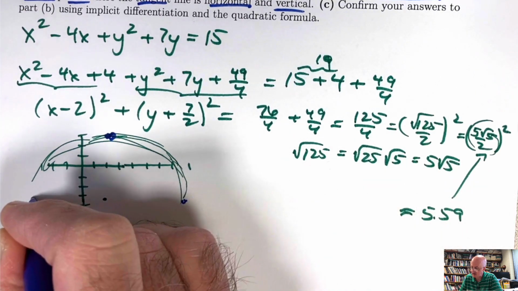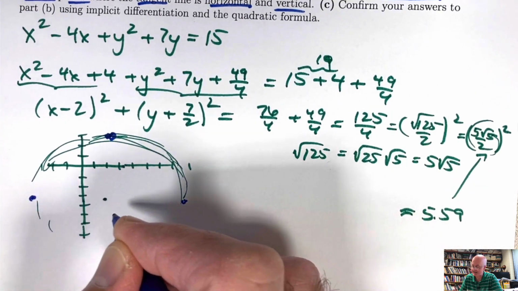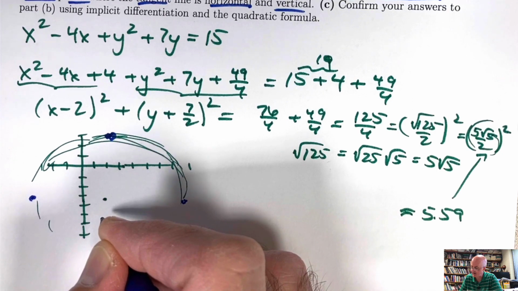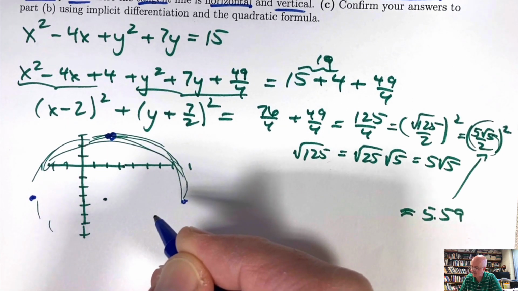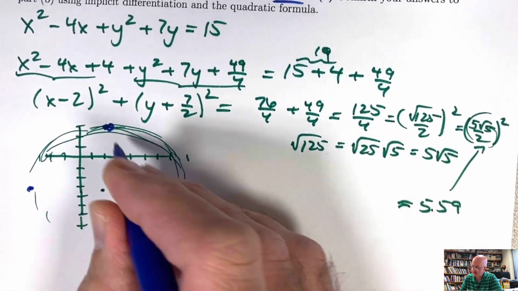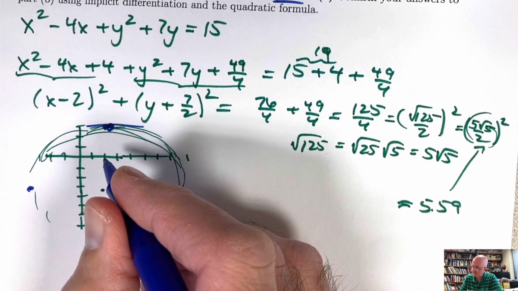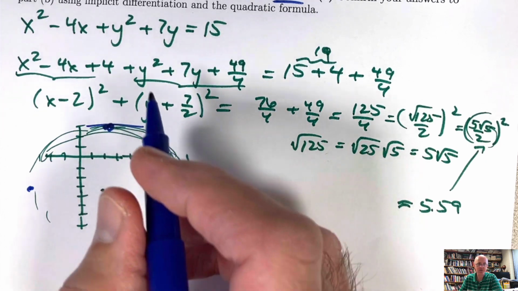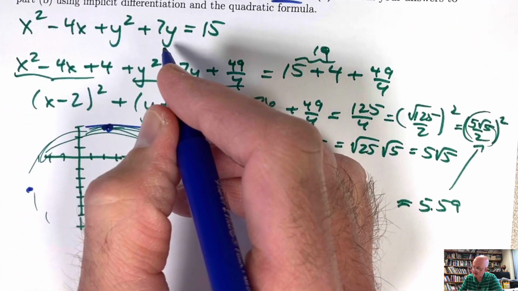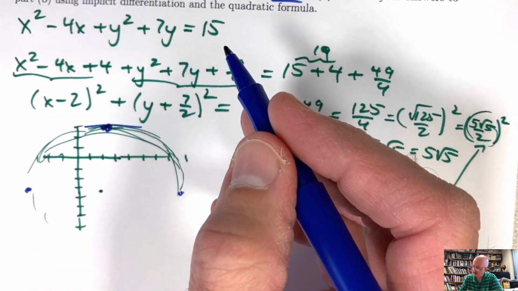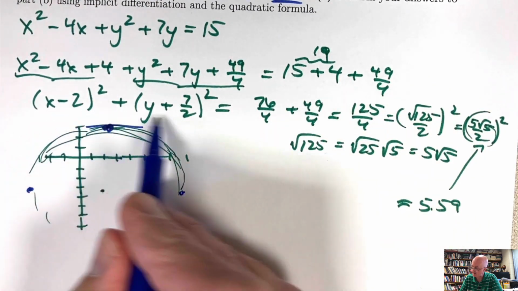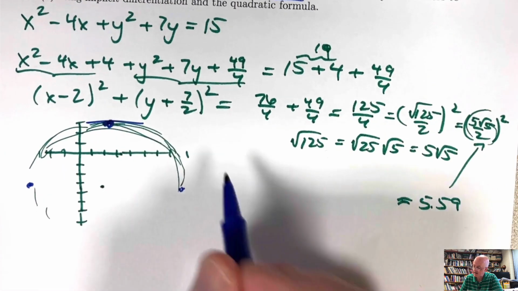And it's going to be vertical at points whose second coordinate is -7/2, -3.5, and whose x-coordinates need to be found. To find this point, for example, replace x with 2 and solve for y. I could replace x with 2 up here and solve for y using the quadratic formula. I could also replace x with 2 here and solve for y. That's probably a little quicker.